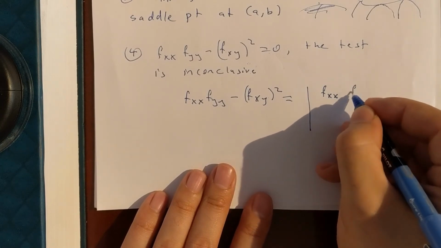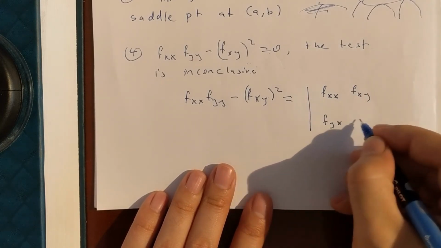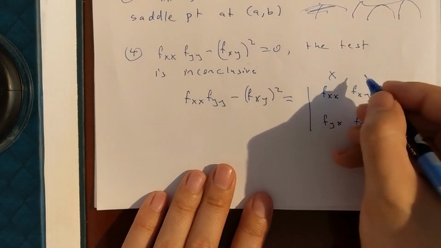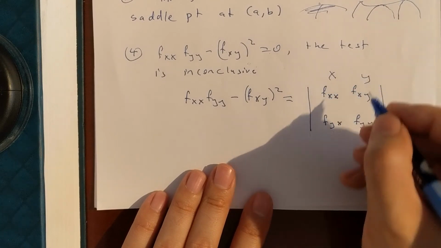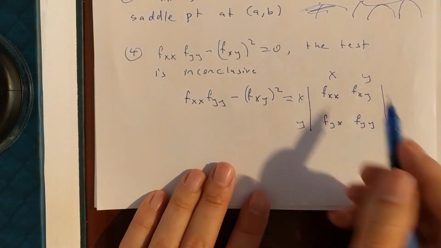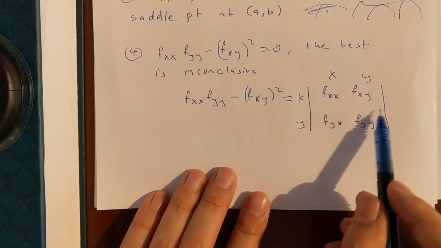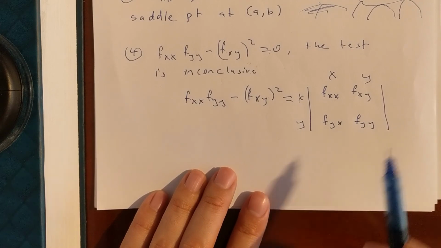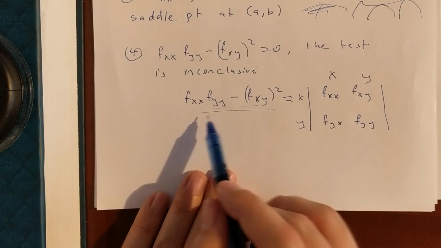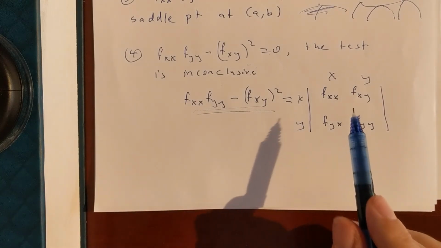fxx, fxy, fyx, fyy. You kind of think about this as the x coordinate, this as the y coordinate. And this is the x coordinate, and this is the y coordinate, kind of. So you have a 2 by 2 matrix: fxx, fxy, fyx, fyy. Now the determinant of it is going to be exactly this value. That's where it comes from.